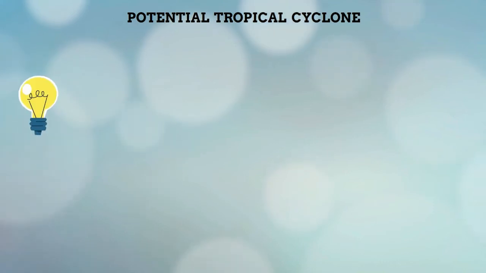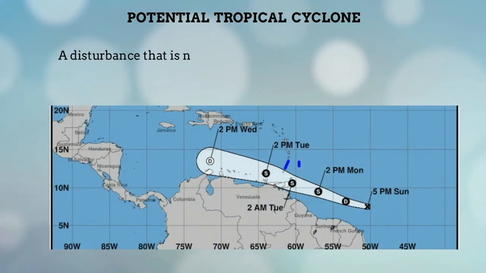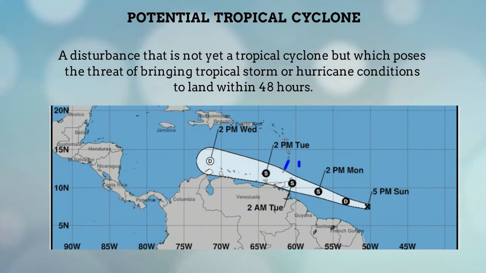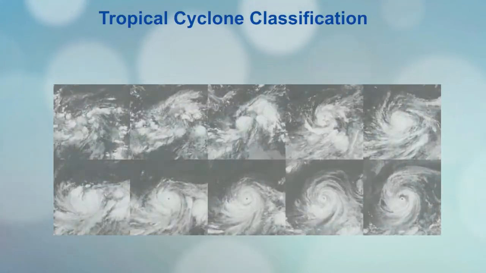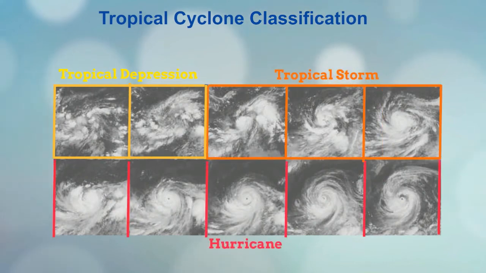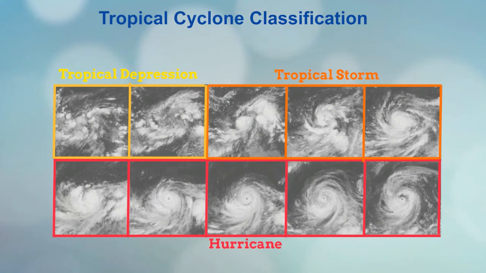Please note that the term potential tropical cyclone describes a disturbance that is not yet a tropical cyclone, but which poses the threat of bringing tropical storm or hurricane conditions to land within 48 hours. Tropical cyclones are classified based upon their maximum sustained surface wind speeds.